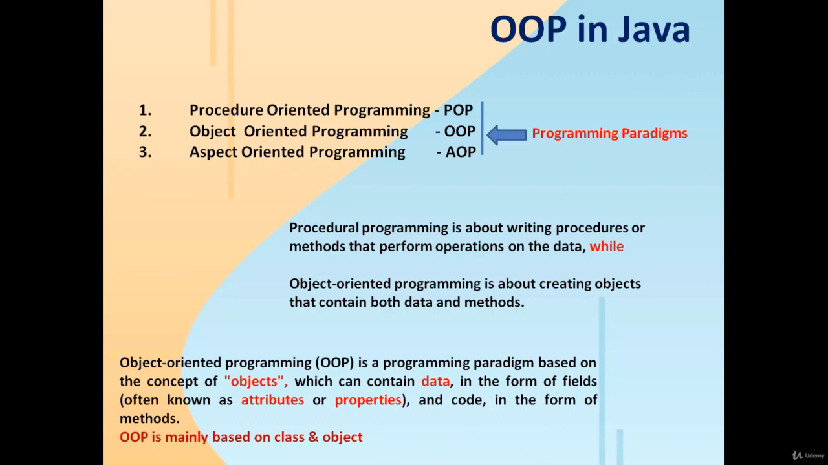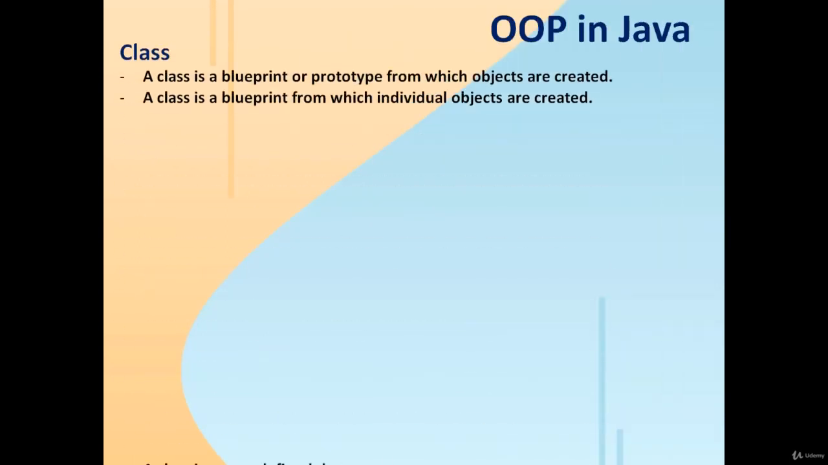Object-oriented programming is a programming paradigm based on the concept of objects, which can contain the data in the form of fields, often called properties or attributes, or member data, and the code in the form of methods. It is based on classes and objects. Object-oriented programming has many other features and principles like inheritance, polymorphism, encapsulation, abstraction. But mainly it is based on two things: one is class and another is object.